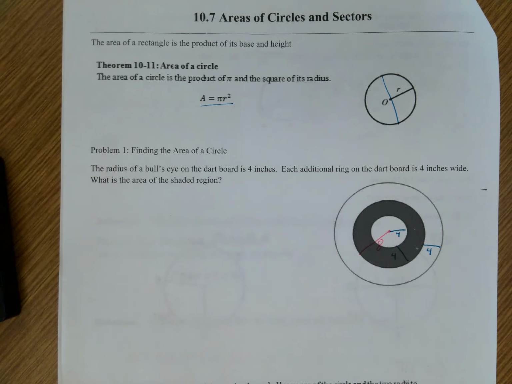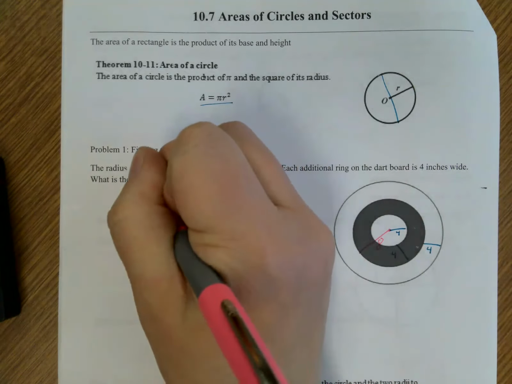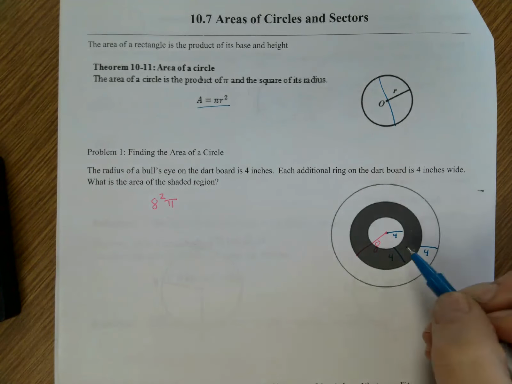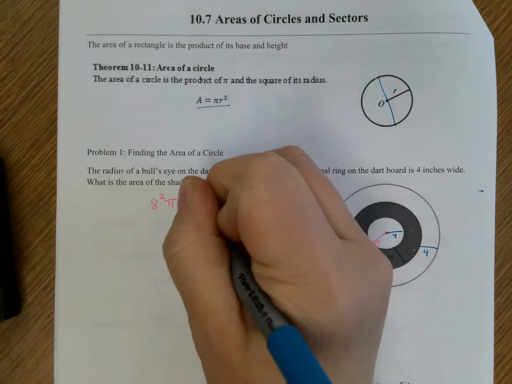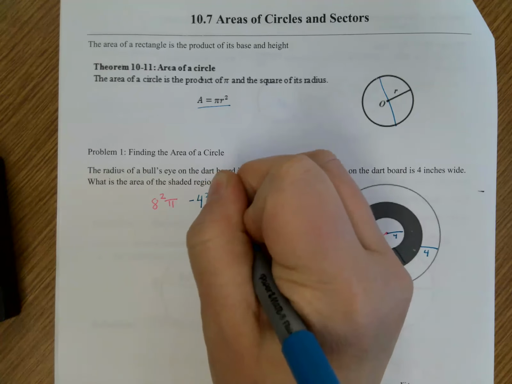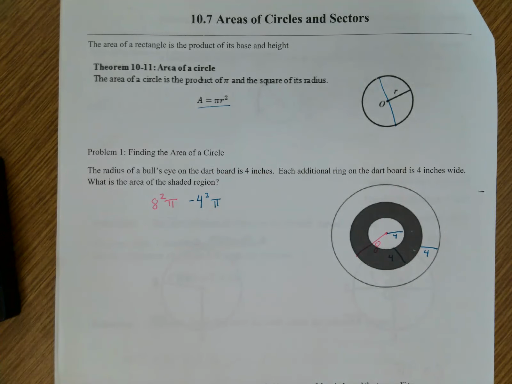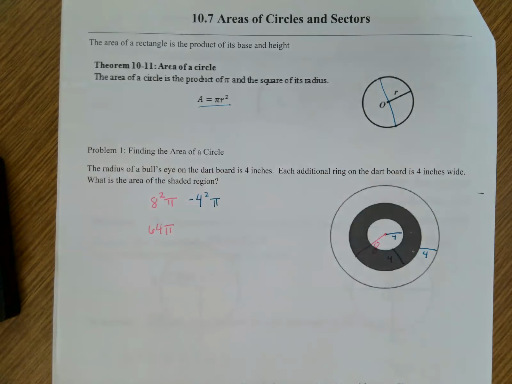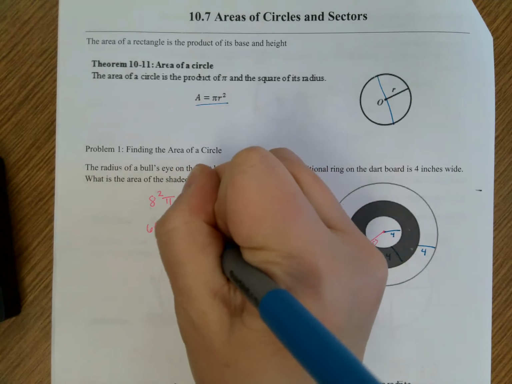When I'm looking at this, there's two things we can do here. We have radius squared times pi. That's my area. I would have to subtract my smaller circle, so I subtract 4 radius squared pi. Now I would actually multiply that out. 8 times 8 fell on the floor, picked it up, it was 64. 4 times 4 is 16.